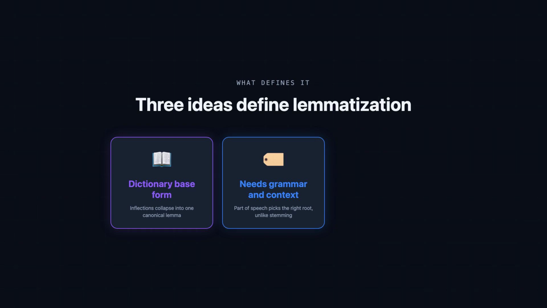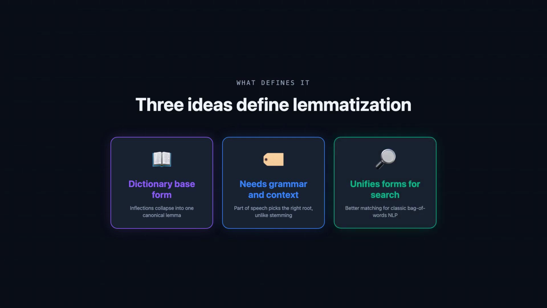Second, unlike stemming, it actually needs the part of speech and the surrounding context. That extra grammatical awareness is what lets it handle irregular forms and pick the right root when one spelling could mean two different things. Third, it unifies word forms for search, information retrieval, and classic bag of words features. By treating variants as one term, it improves matching and reduces sparsity. Though modern subword neural models often skip it and learn morphology straight from data.